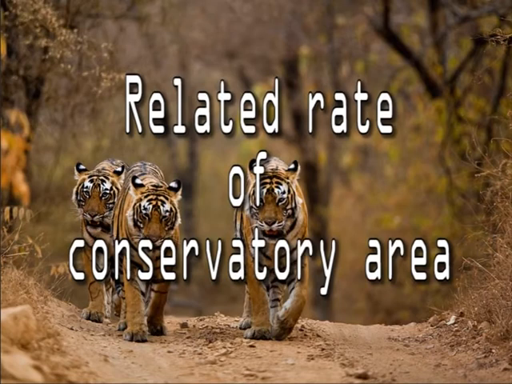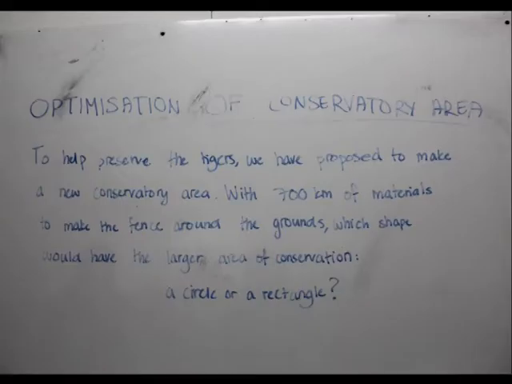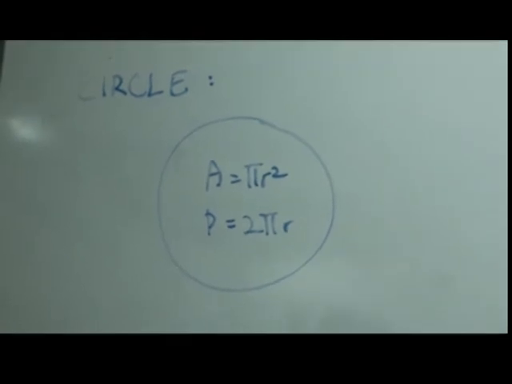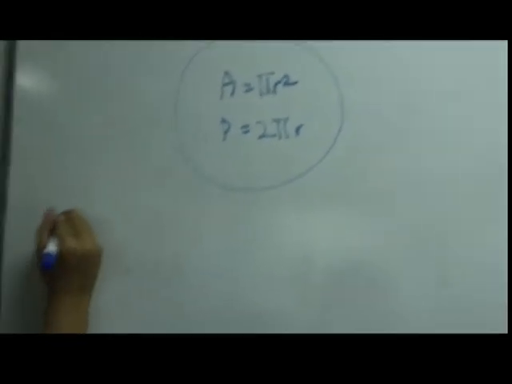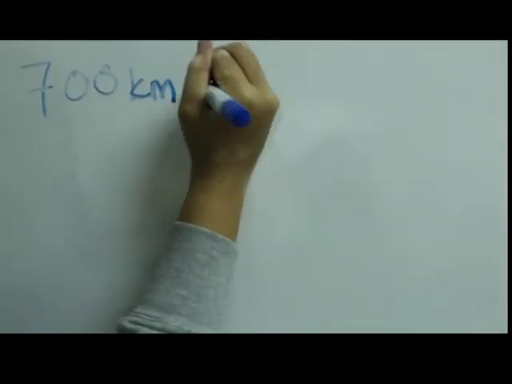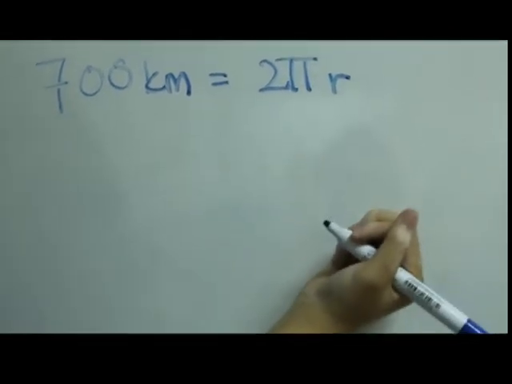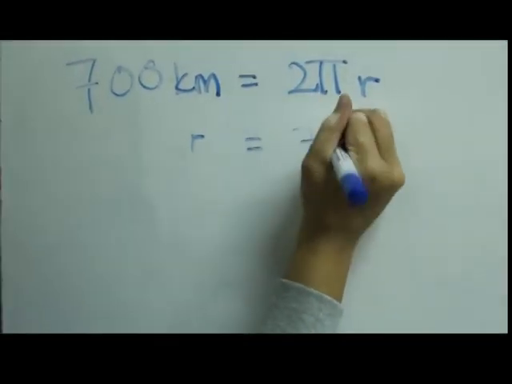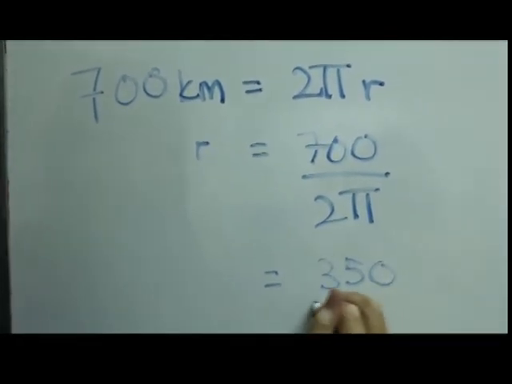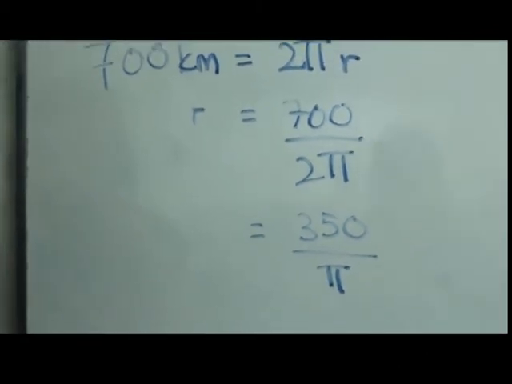To help preserve the tigers, we have proposed to make a new conservatory area. With 700 kilometers of materials to make the fence around the grounds, which shape would have the larger area of conservation? A circle or a rectangle? A circle has an area of pi r squared and a perimeter of 2 pi r. We'll be using both of the equations to find the answer. From the 700 kilometers, we equate that to 2 pi r. And from this, we find that r is equal to 700 over 2 pi, which is 350 over pi.